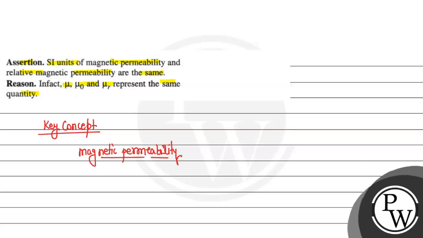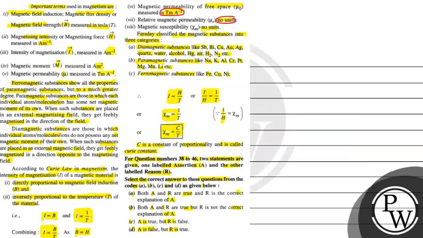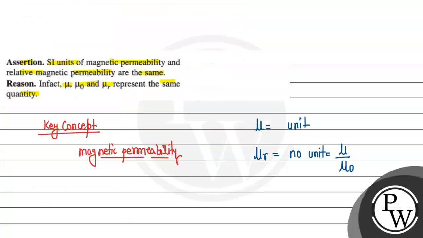Now, if we talk about mu and the value of mu r, mu r actually has no unit because this is a relative permeability. This is the permeability of the medium over the space permeability, so it has no unit. But mu has a unit, right? It has some unit, and that is written here if you just read the passage: Tesla meter per ampere. So the assertion is false.